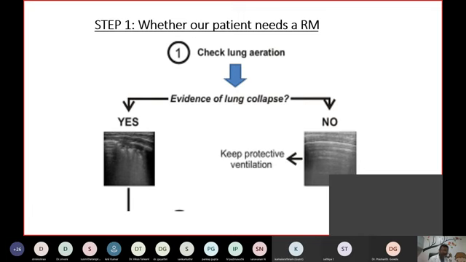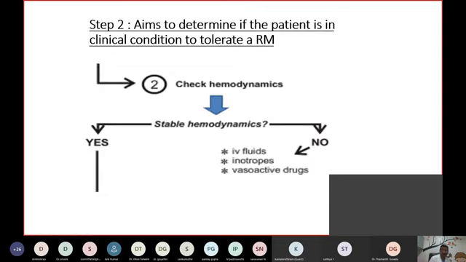So in ARDS, if you see collapsed lung on ultrasound, then that patient is going to require a recruitment maneuver. The next step is to see the hemodynamics, whether the patient is stable or not. If the patient is not stable, he is not a candidate for a recruitment maneuver. You need to stabilize the hemodynamics with IV fluids, inotropes, or vasoactive agents as per the patient's condition. If the patient is hemodynamically stable, meaning he is not in shock and not requiring any vasoactive drugs, then you can go ahead with the recruitment maneuver. The first 2 steps assess the requirement: one to see whether there is collapse, and second to see whether the patient is stable.